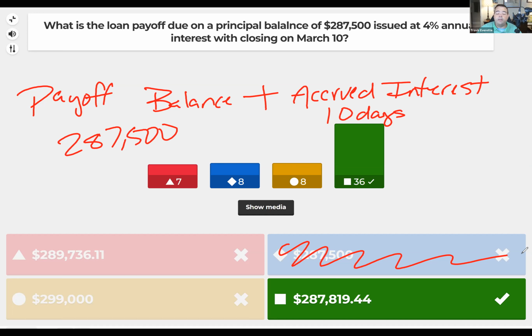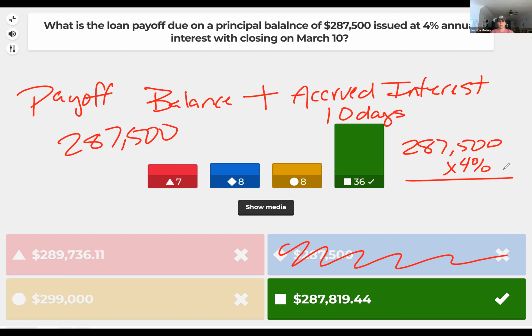So now we need to figure out what 10 days of interest is. I don't have a formula for figuring out 10 days of interest, but I definitely have a formula for figuring out a year of interest, which I can get down to daily interest. Can I say 287,500 times 4% annual interest to get the yearly interest on that thing? Yes. So that's $11,500 in annual interest. Are we all feeling okay about that number?